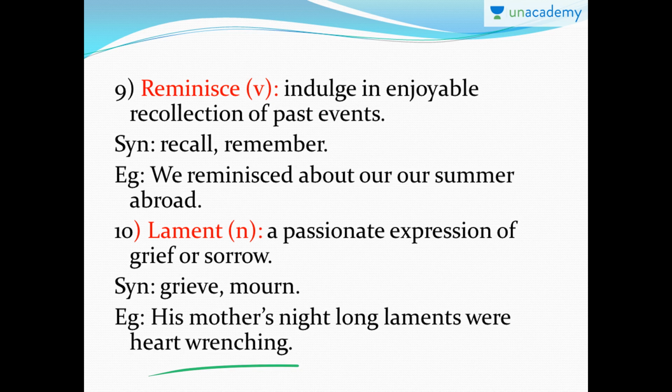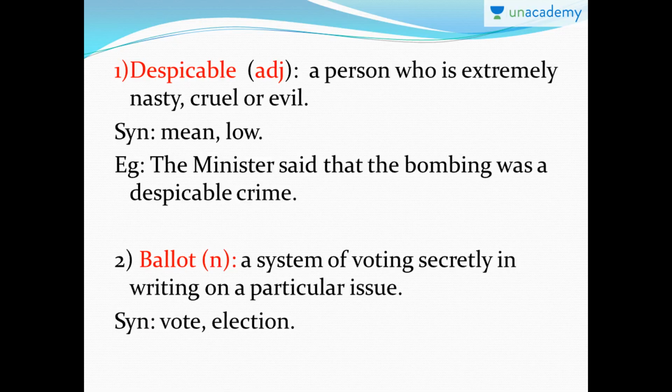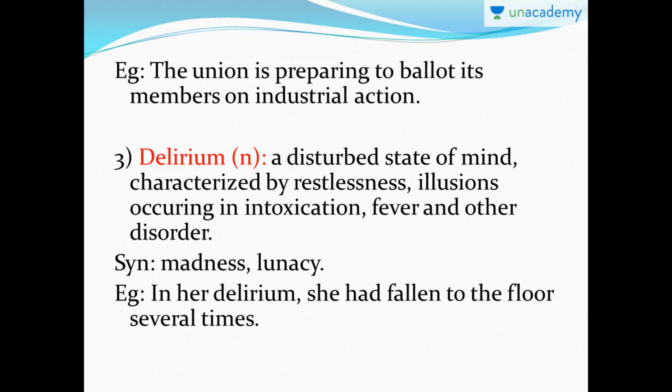Okay, so let's see a quick recap of what we did today. The first word is despicable. That means a person who's very cruel. If you remember the movie Despicable Me, you can relate to that. Next word is ballot. It's a system of voting where it is very secret and in writing over a particular issue. The third one is delirium. That means a state of mind which is very unstable, or you have illusions, or you get restless. So that's called delirium.